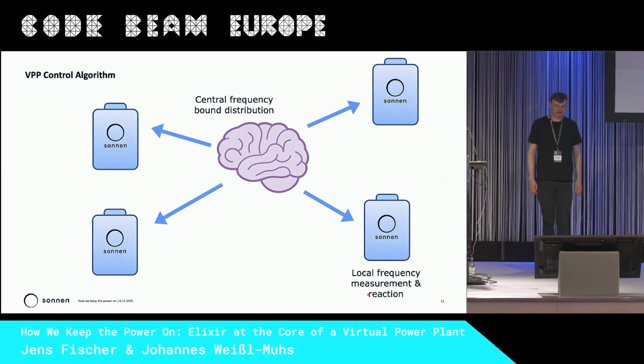So how does it work exactly? The batteries measure the grid frequency locally. Every battery measures the grid frequency locally and also reacts locally. It would be too slow to go back to the server.